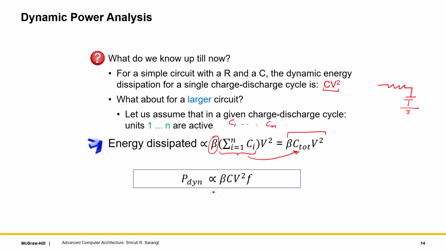And again, when I compute the power at the level of the functional unit, that also remains broadly the same, which is beta times CV square multiplied with frequency, for obvious reasons. So that was discussed in the last slide.